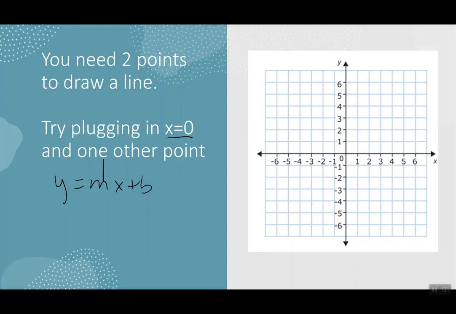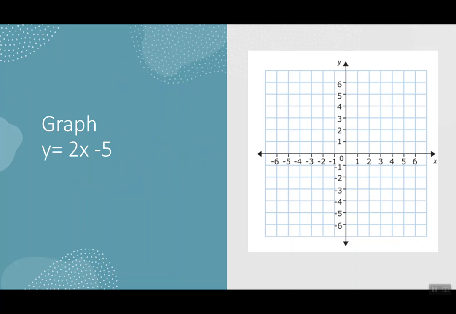Now the other point you pick, a lot of times I pick 1, but every once in a while I pick something else. When is that other time? Maybe if there's a fraction or something and I don't want to deal with fractions, but we'll see that as we go. So let's start with y equals 2x minus 5.